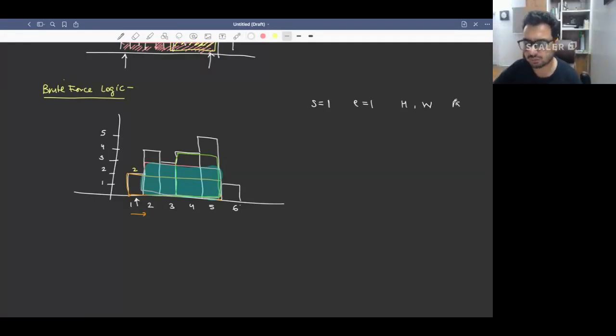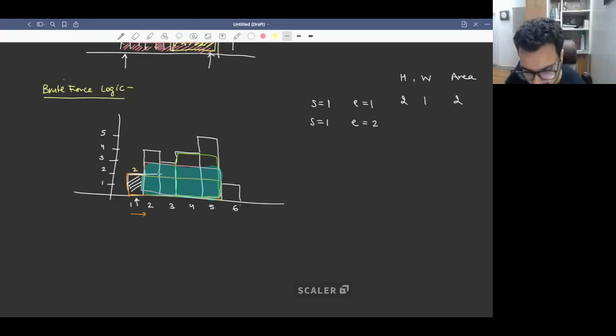Tell me. 2 into 1. Absolutely correct. So in this case, if I just take the first bar, I know the height is going to be 2, the width is going to be 1, the area is 2. Basically this part. But I say, okay, I will start from 1 only, but I will end at 2. If I take these two, what should be my width? Width is very simple to calculate. These two indices, so 2 minus 1 plus 1. So width is going to be 2.